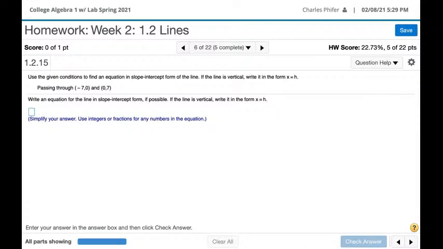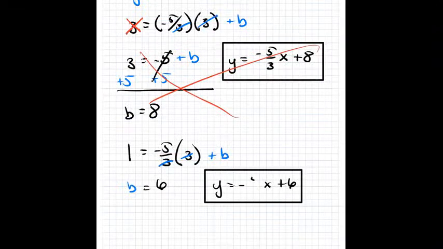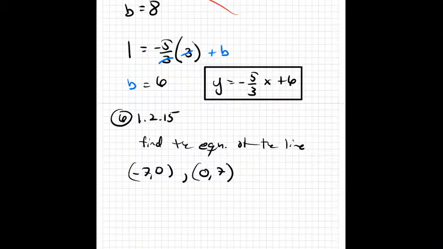Let me see, I'm just going to say find the equation of the line. Okay. So we've got (-7, 0) and (0, 7). All right. Let's hop over here to the tablet. These are the notes I just took. Right here.